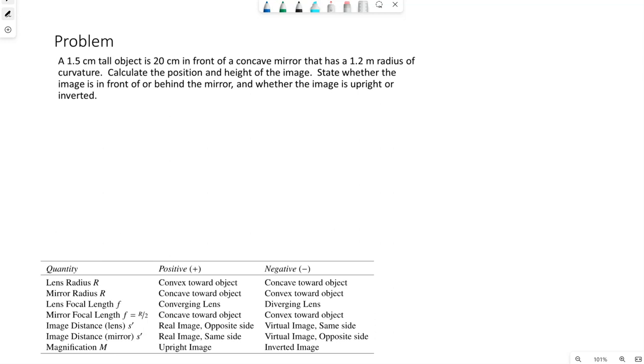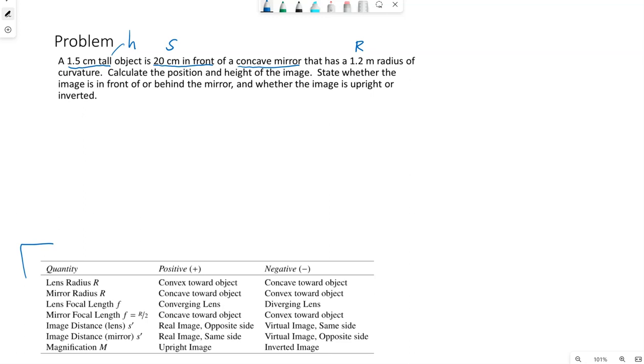I've also pulled out the table from the text notes that has down here at the bottom the plus and minus sign designations, positive and negative, which we'll use in making sense of our answers. So our object is 1.5 centimeters tall, so this will be H. The object is 20 centimeters in front of the mirror. This is S. We have a concave mirror. It has a radius of curvature of 1.2 meters.